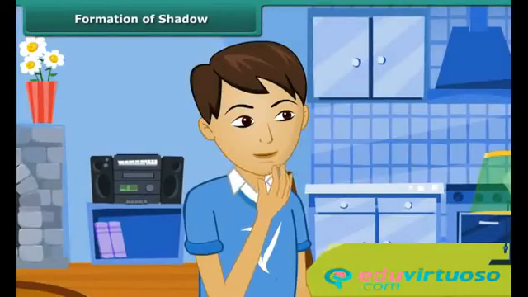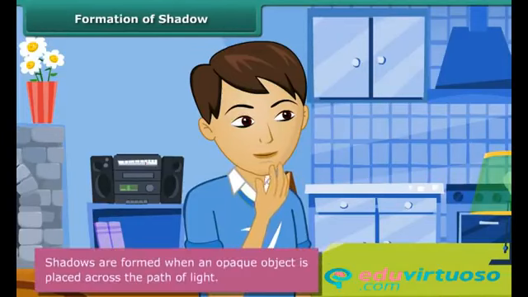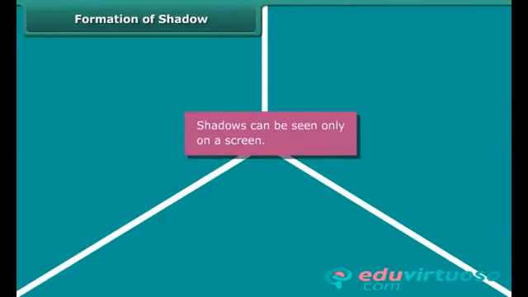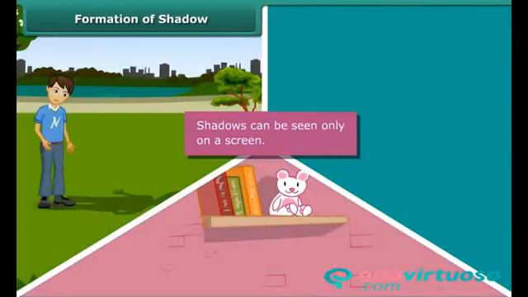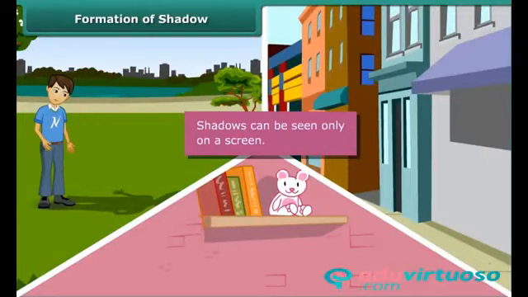You are confused. You want to understand when shadows are formed. You're also curious to know the direction in which shadows are formed. Shadows are formed when an opaque object is placed across the path of light. Shadows can be seen only on a screen. The ground, walls of a room, building, and other such surfaces act as screens for shadows.